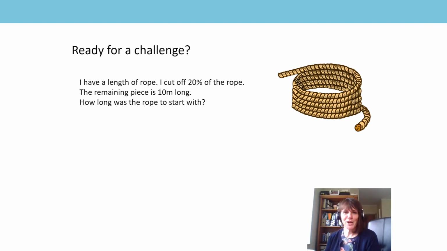This one looked quite tricky, but I think because you have worked so hard and you have understood the use of the bar model, the double number line, and the ratio chart, you won't have got in a pickle at all. So I'm going to go through this quickly with you now.